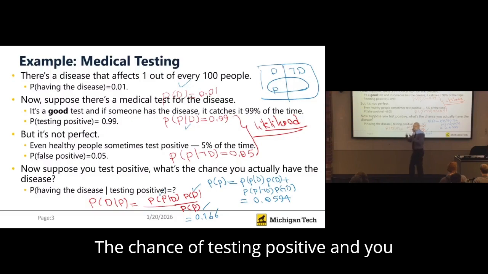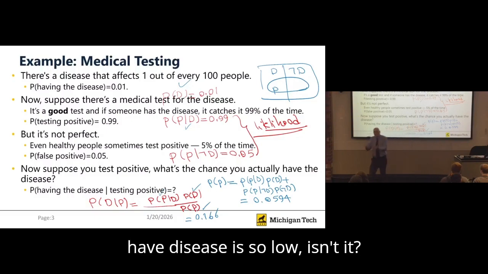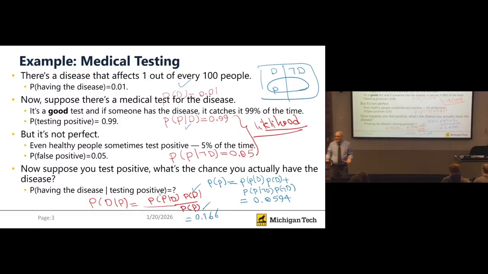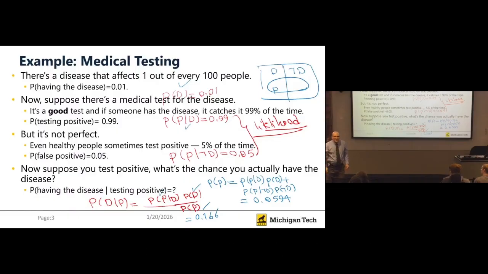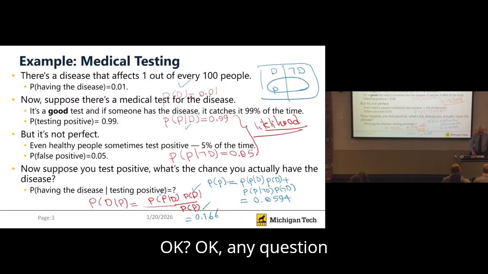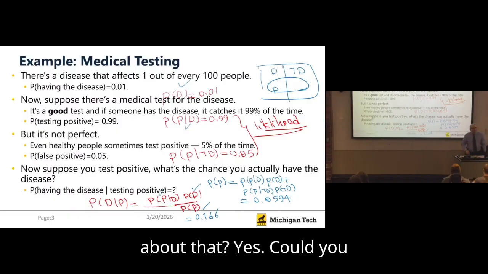The chance of testing positive and actually having the disease is so low, isn't it? This is what we found after some calculation. So don't worry if you get a positive, okay? This is what we want to go with. Any question about that?